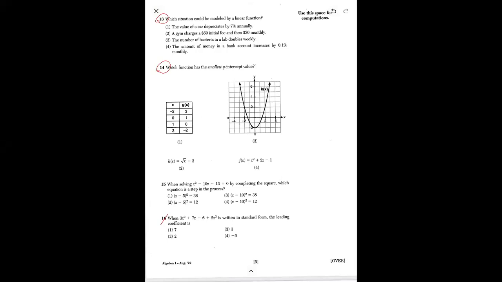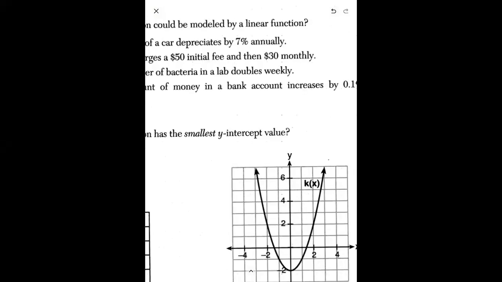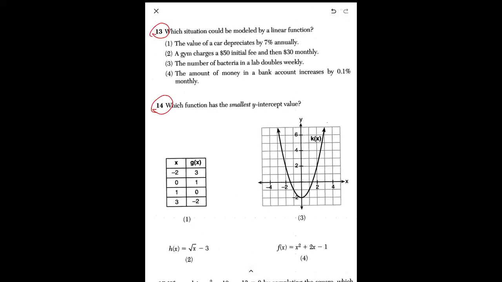So let's look at number 13. This is what we've been working on the last couple of weeks, so this one should be pretty simple. It says, which of these situations can be modeled by a linear function? Basically, anything that every interval or every period is being added or subtracted to is linear. If it's being multiplied, it's exponential.